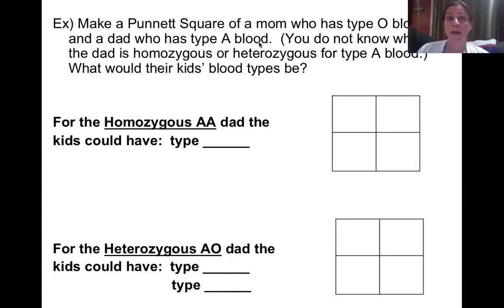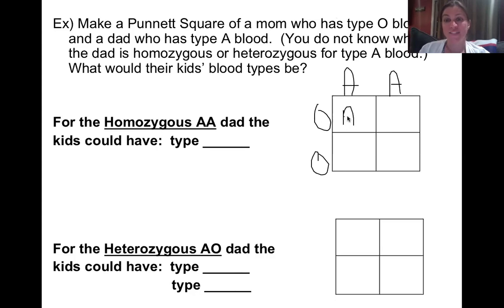So now if you know a parent has blood type A, but you don't know if they're homozygous or heterozygous, that becomes a problem because then you're talking about, is the parent either AA or AO? Here's a way to look at it. You are going to have to run 2 Punnett squares. So dad is A, mom is O.